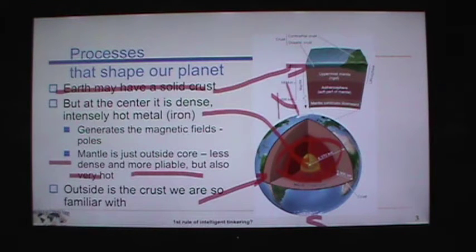So all of that is what makes up the inner parts of our planet. We don't think anything about it because it's always down there. Well, sometimes we think about it.